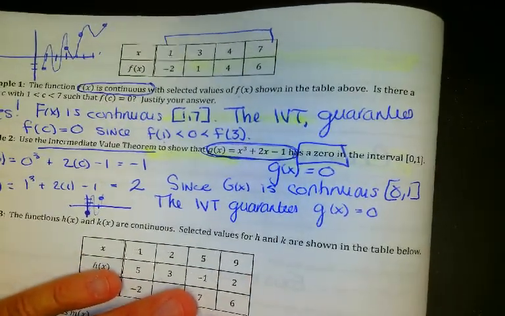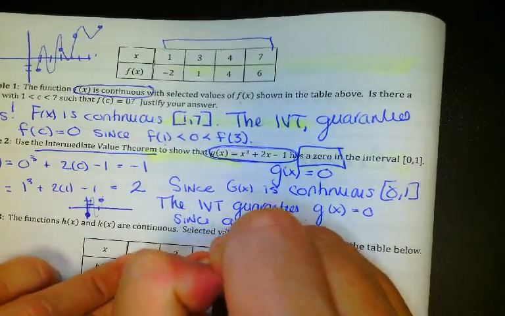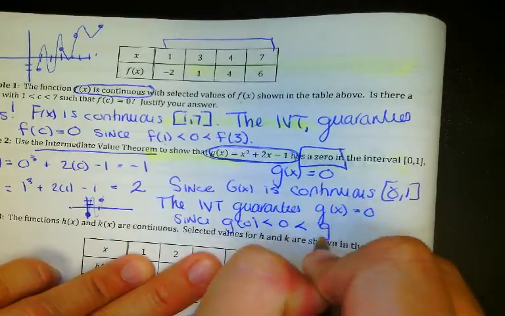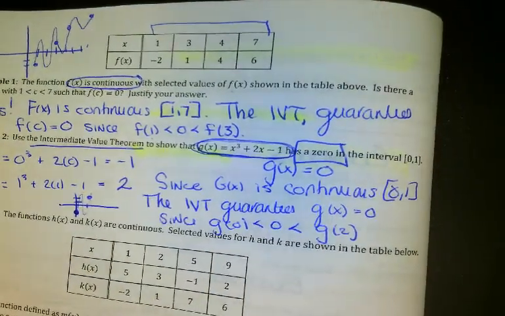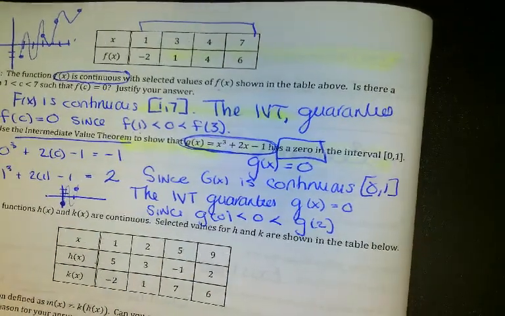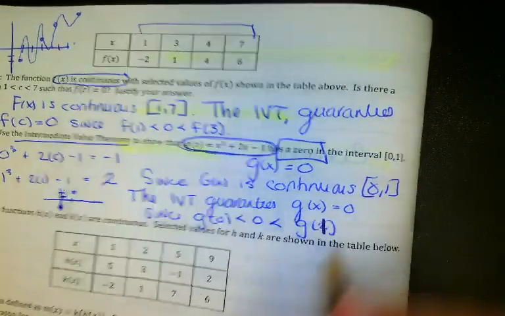And then we want to show the greater where, since g of 0 is less than 0, which is less than g of 2. Shouldn't it be less than g of 1? G of 1. That sounds better. Yes, g of 1, because we tested 0 and 1.